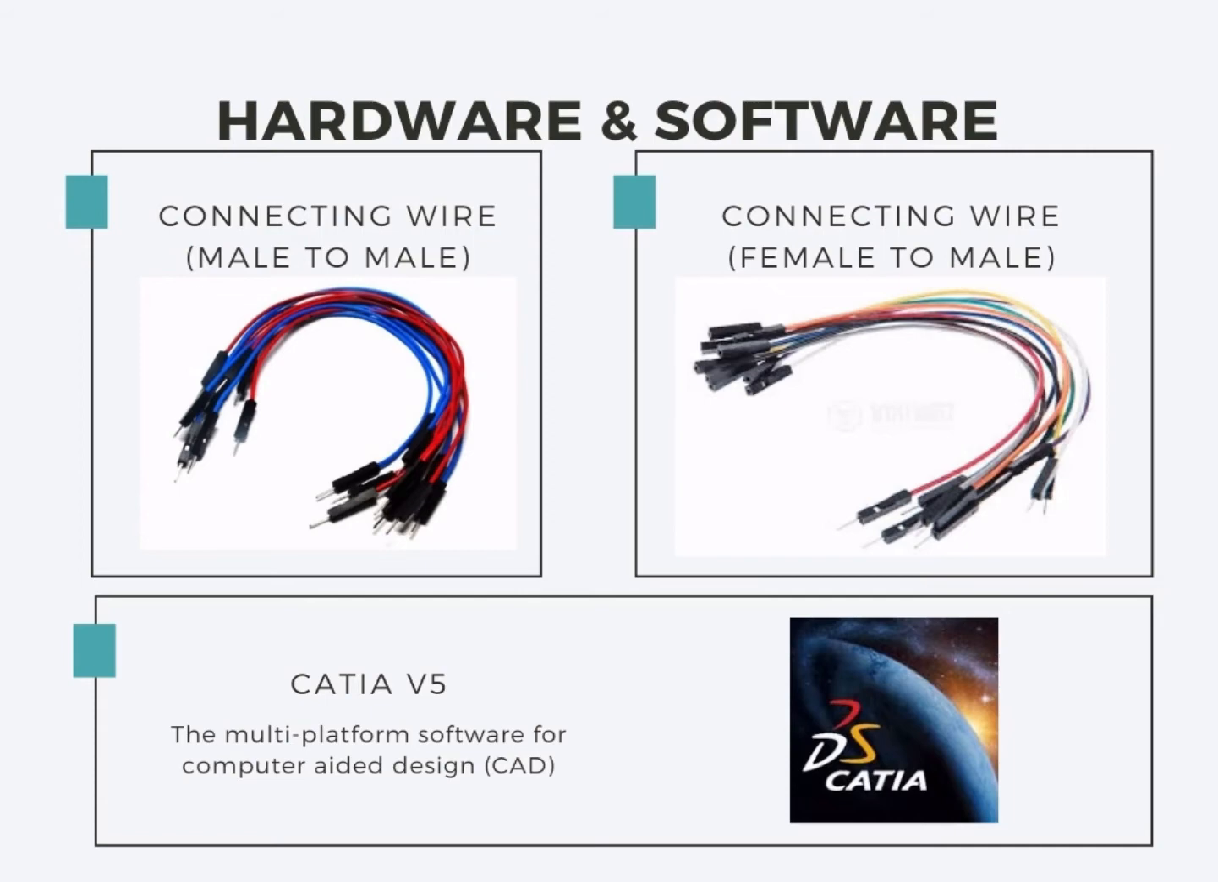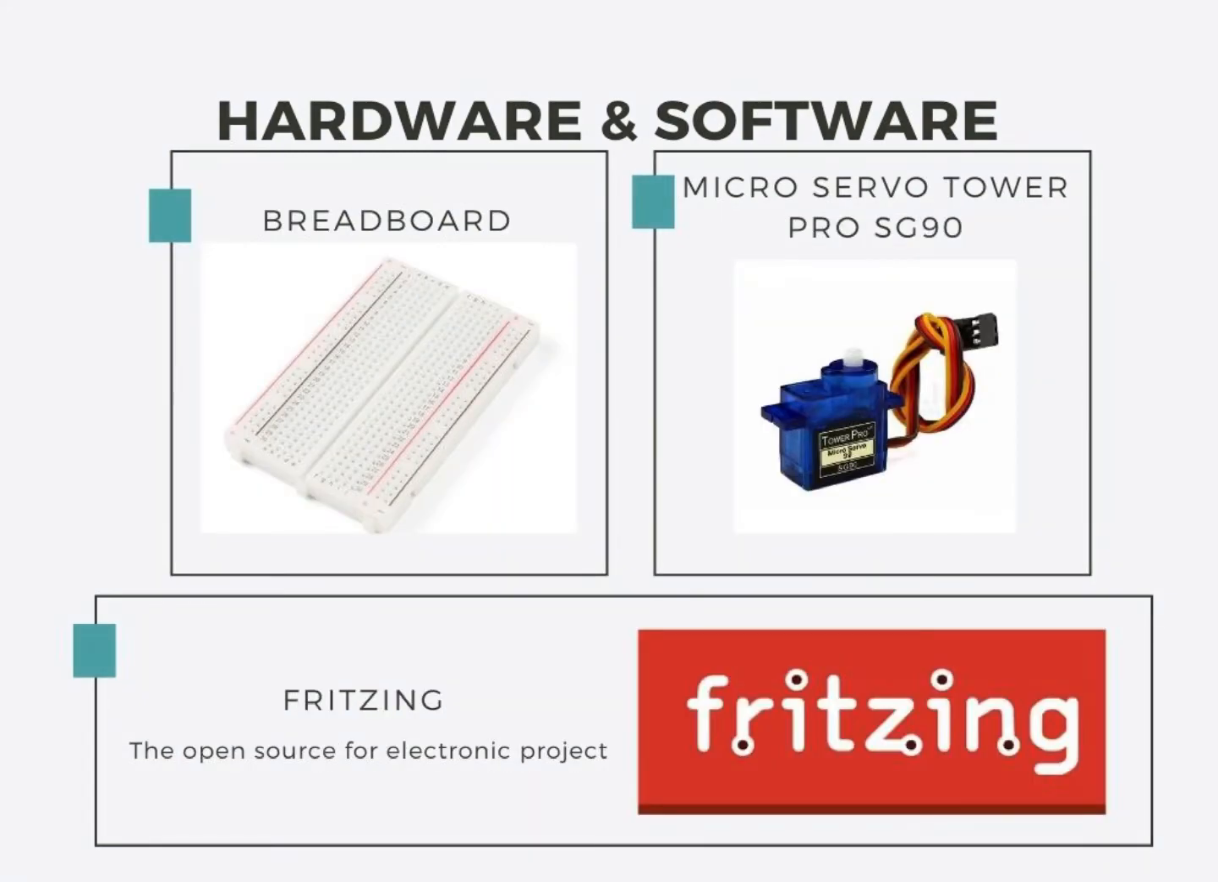In designing the door, I am using CATIA V5, a multi-platform software for computer-aided design. Next is the breadboard and the micro servo Tower Pro SG90. For the micro servo, I am using 4 units. In designing the circuit, I am using Fritzing software, which is open source for electronic projects.